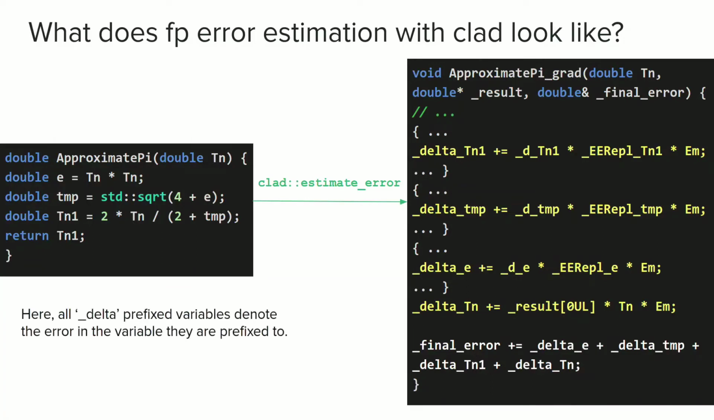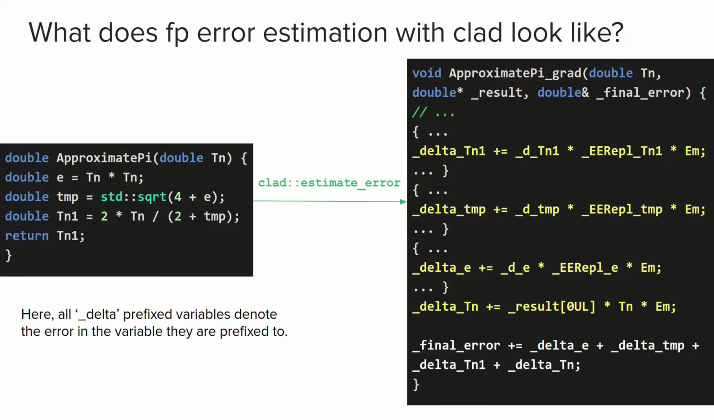The delta underscore tn1 basically refers to the error in approximate pi due to the variable that the delta underscore is affixed to. So in this case, delta underscore tn1 refers to the error in approximate pi due to the variable tn1. On the right hand side, you can see that it follows the same formula that we saw in the previous slide, which is the derivative of the function with respect to tn1 times the value of tn1 times machine epsilon. Here, underscore d underscore tn1 is again the derivative of the function with respect to tn1. EE-REPL is basically a replicate value of tn1. Why this is necessary is that if there are reassignments to tn1, we want to use the correct value of tn1. So we have to save, or sort of checkpoint, the value at every assignment.